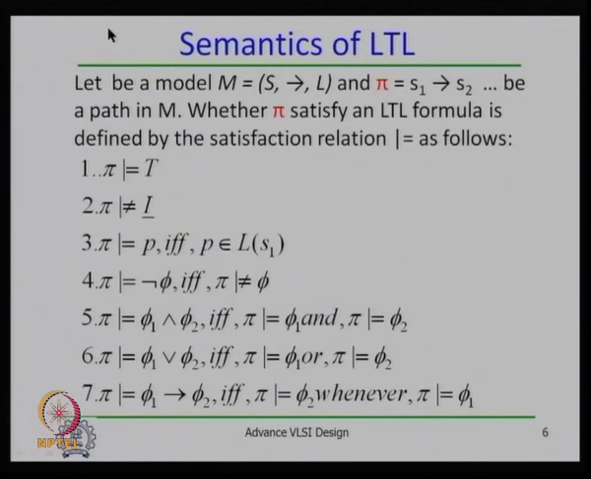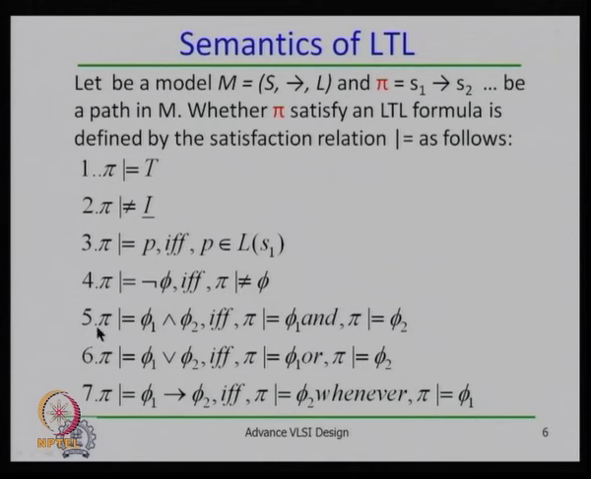Now, let us look at the semantics of LTL. If there is a model M, which is a transition system, and a path pi starting from S1, S2, and so on, an infinitely long path in M, then pi satisfies an LTL formula phi. The formula can be a tautology, the inverse of tautology, which means it is always false, or a label on some particular state, p, where p is a member of the labels on state S1. This can be the negation of any formula phi, which holds if phi does not hold in that particular state and path.